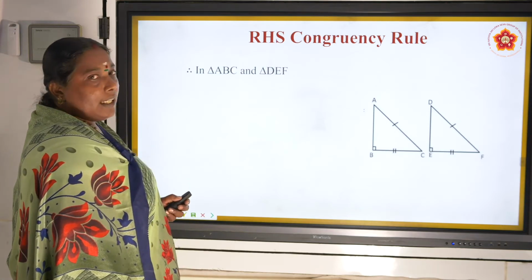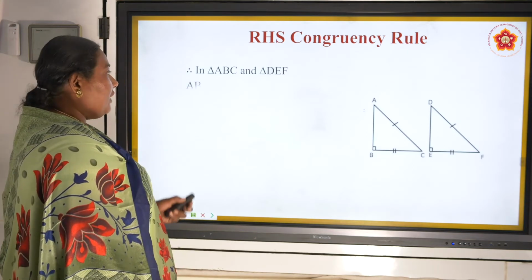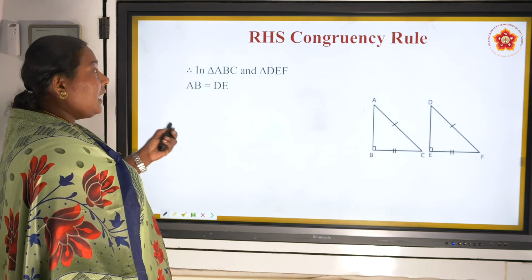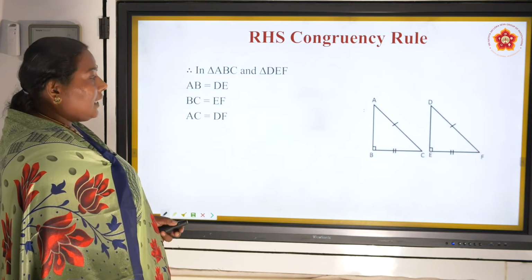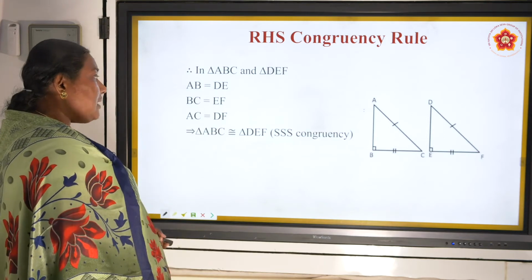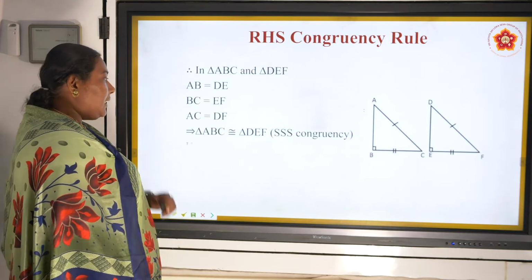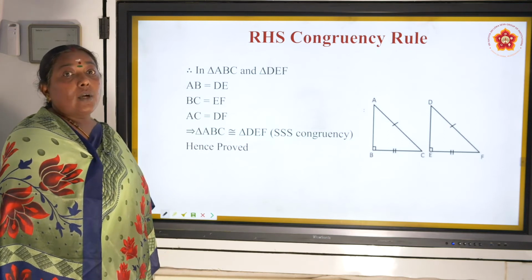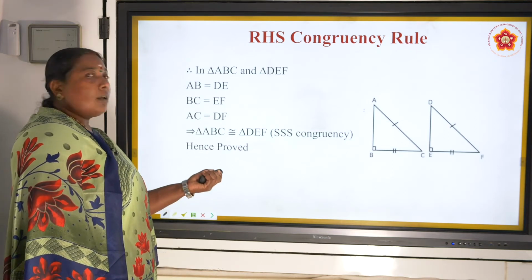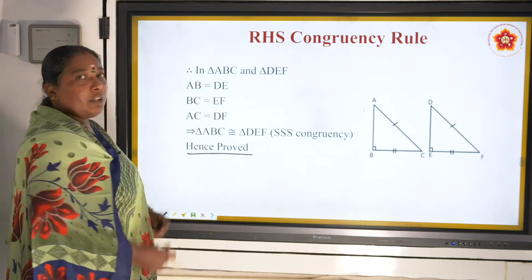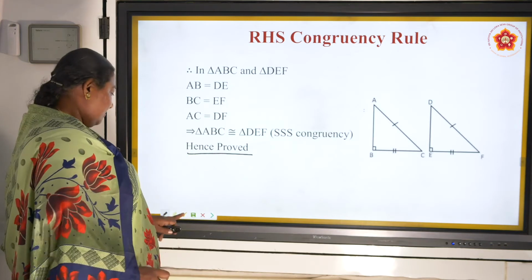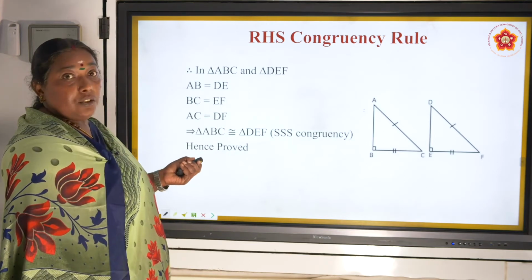So in triangle ABC and DEF, we have AB is equal to DE, BC is equal to EF, AC is equal to DF. By SSS congruency rule, we can tell that both the triangles are congruent. So hence proved. Okay, write this word at last. We proved or not? We proved. Okay, I think you understood this.